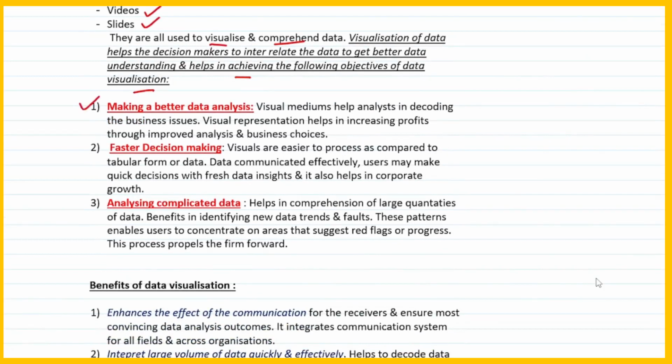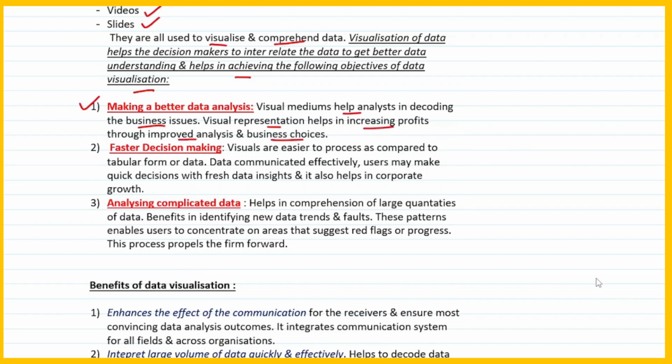Right? Why do you need data? So that you can analyze it in a very good way, so that it can eventually help you in good decision making. So how do you do analysis? Visual media help analysts in decoding the business issues, so they can know whatever issues exist in the business. And visual representation helps in increasing profits through improved analysis and business choices.